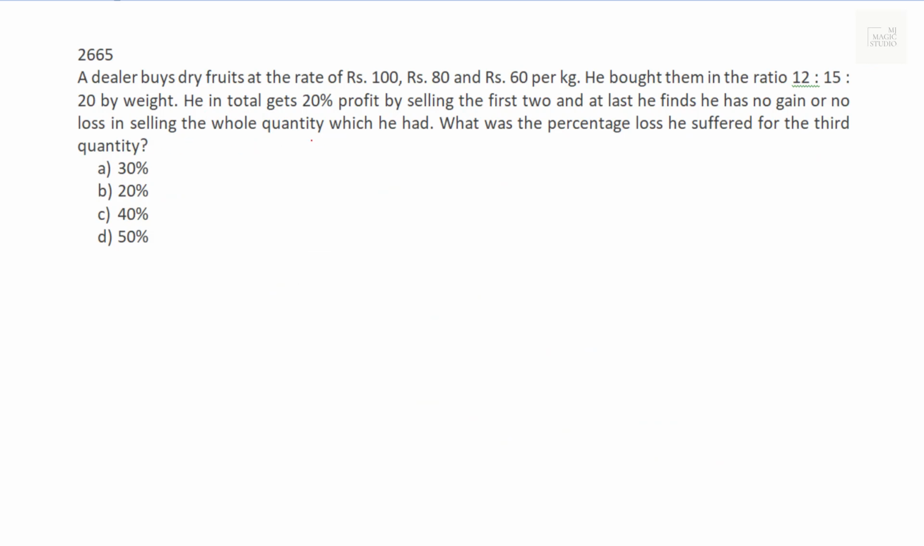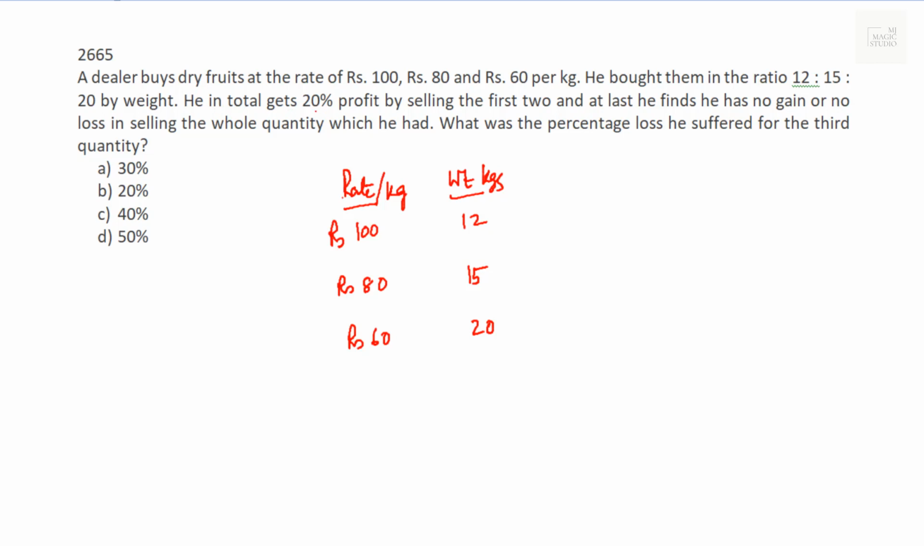A dealer buys dry fruits at the rate of rupees 100, rupees 80 and rupees 60 per kg. He bought them in the ratio 12 is to 15 is to 20 by weight. He bought 12 kgs of the first one, 15 of the second one and 20 of the third one.